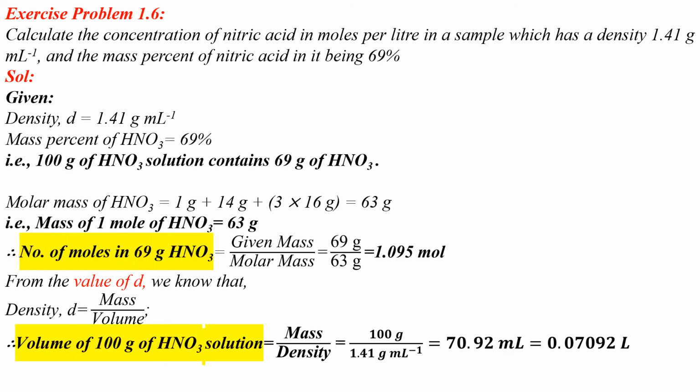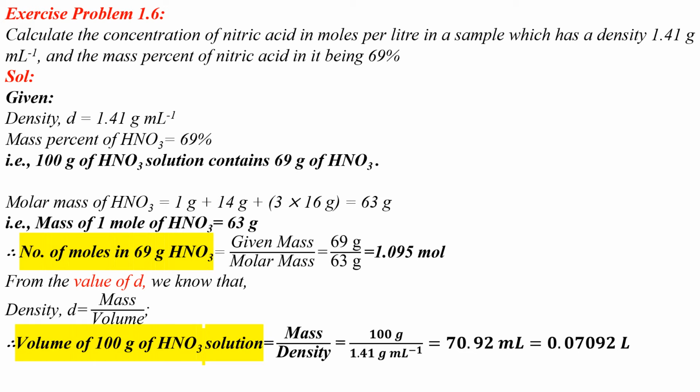Exercise problem 1.6. Calculate the concentration of nitric acid in moles per liter in a sample which has a density 1.41 gram per milliliter and the mass percent of nitric acid in it being 69%. Here in this problem you are asked to calculate the concentration of nitric acid in moles per liter. Moles per liter means molarity. So you are asked to calculate the molarity of nitric acid. Now, what is molarity? What is its formula? It is equal to number of moles of solute divided by volume of solution in liters.